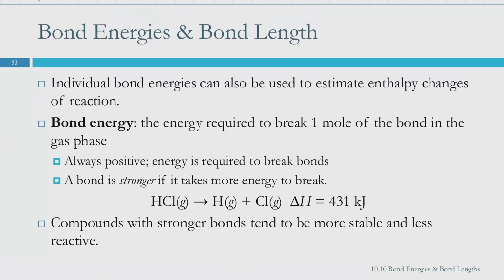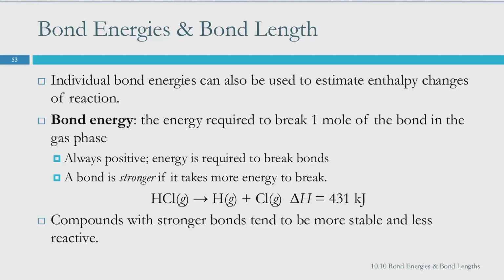And we just nearly got to bond energies. So individual bond energies, the energy between two atoms in the bond, can be used to estimate enthalpy changes of reactions. People have gone through and done experiments where they broke very specific molecules. They saw how much energy was released when they broke those bonds. They measured it, and they figured out, here's what the bond energy is. So the bond energy is the energy required to break 1 mole of the bond in the gas phase.